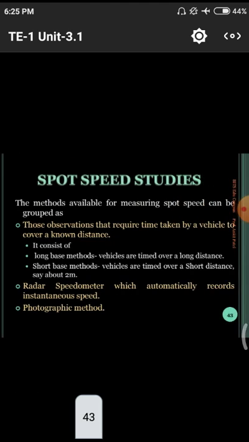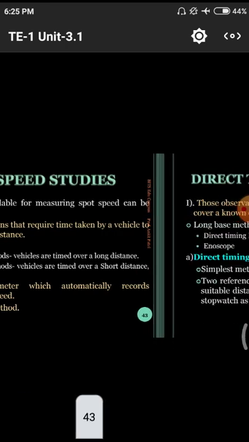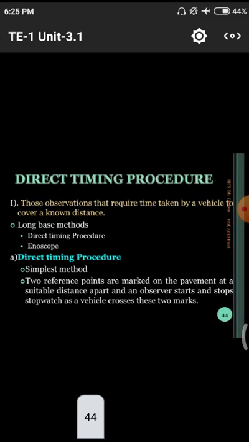Okay, spot speed study. The methods consist of the long basis method and the short basis method. That means vehicles are timed over a long period, or over a short distance for a particular span. Next is the direct timing procedure. In this direct timing procedure, they use different purposes and manometric methods and other mechanical methods to calculate these timings.